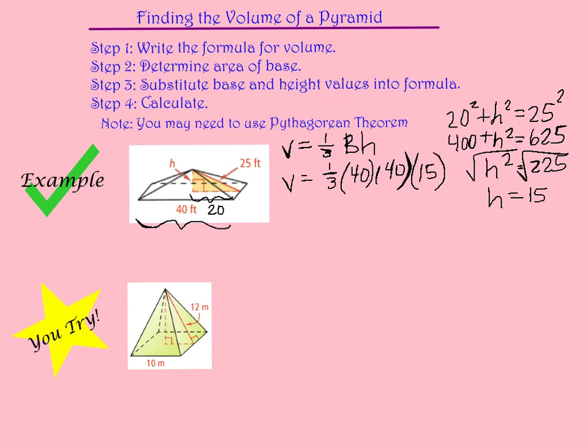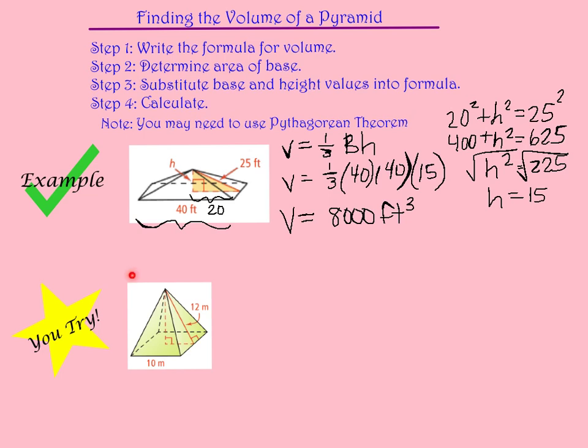So we're saying 40 times 15, and a third of all of that, and we get 8,000 feet cubed. And there's our answer. So I want you guys to do the same thing.